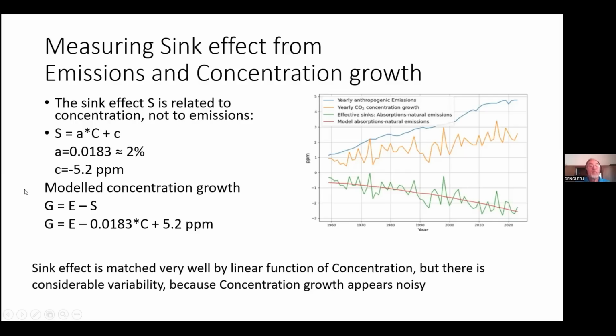So we model the concentration growth. Growth is emissions minus sink effects. So it's emissions minus 1.0183 times concentration plus the 5.2 ppm. This is the formula for concentration growth.